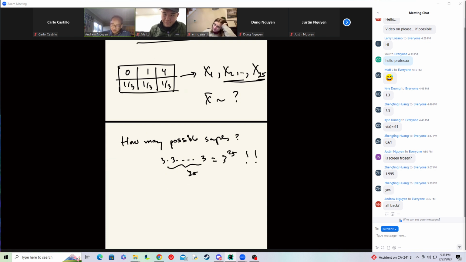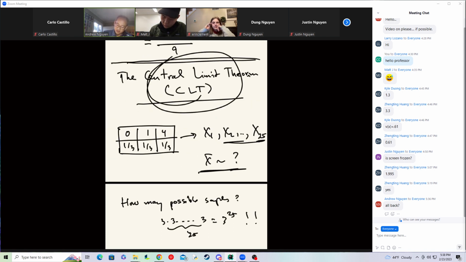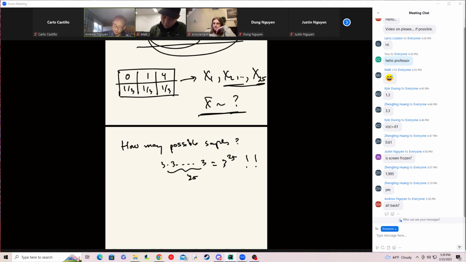It takes my whole life to sit there and list all the possible samples and calculate the sample mean and the probability. No way, I'm not going to do that. I'm not wasting my time like that. So how do I then answer this question? That's the spirit of the central limit theorem, CLT.